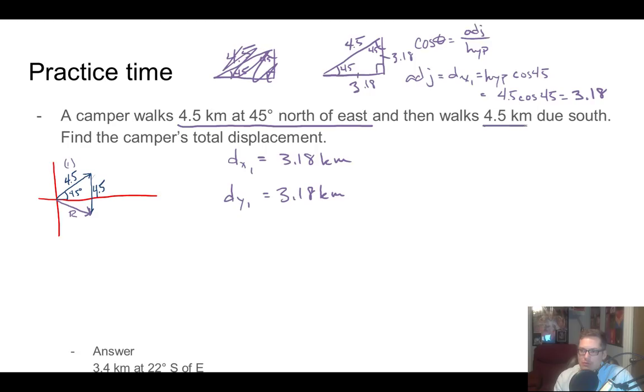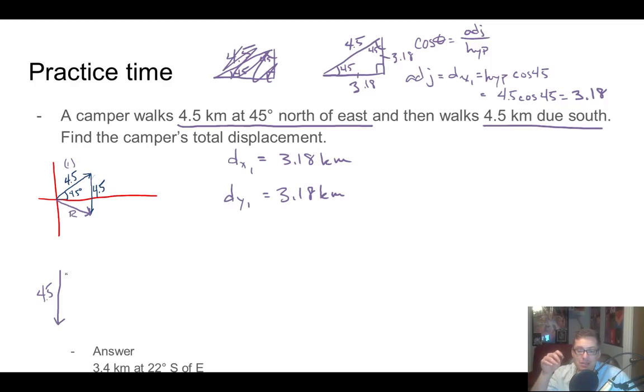Now we've got to do this other one, 4.5 kilometers due south. So let's do it right here. So that means we go straight down south, and it's 4.5 kilometers. Now let's think about this for a second. We always have to use the x and y coordinates as the backbones of our triangle, and the vector has to be the hypotenuse. Well, it so happens that the vector is parallel to our y-axis, right?